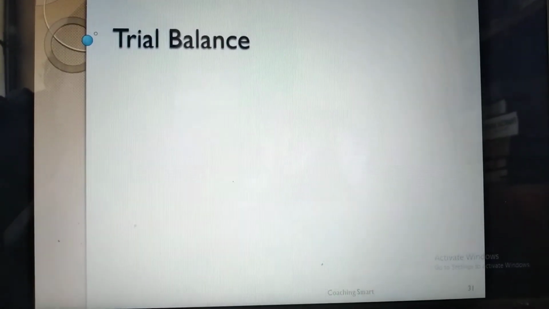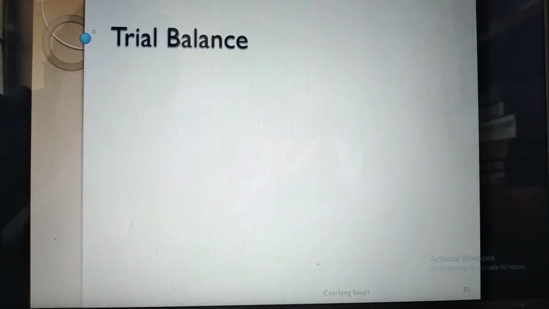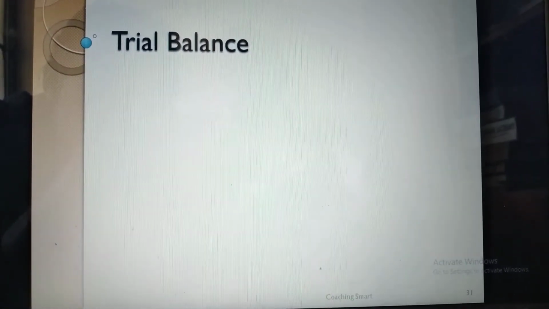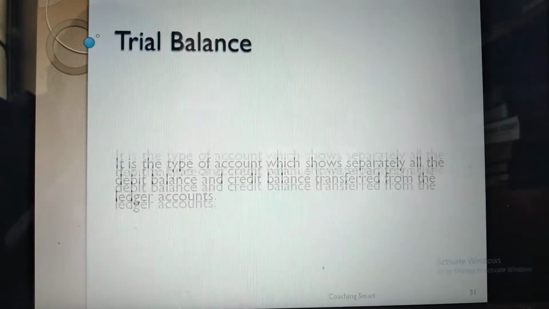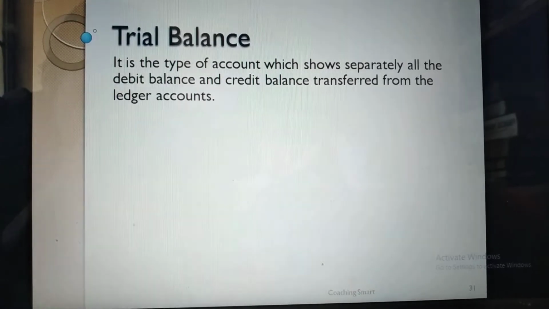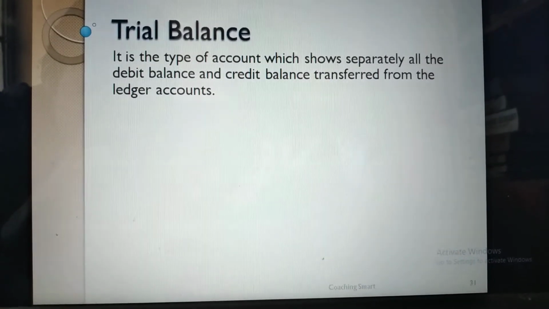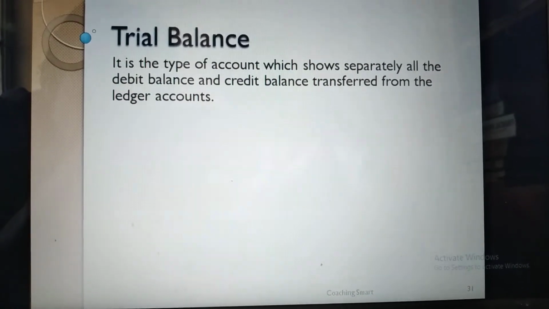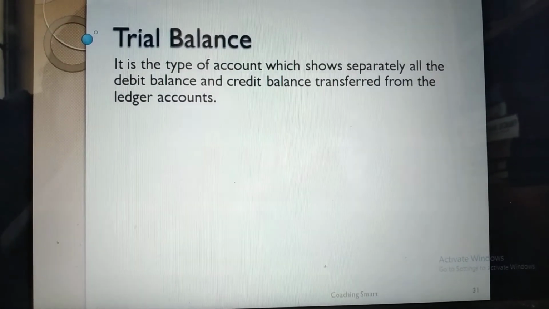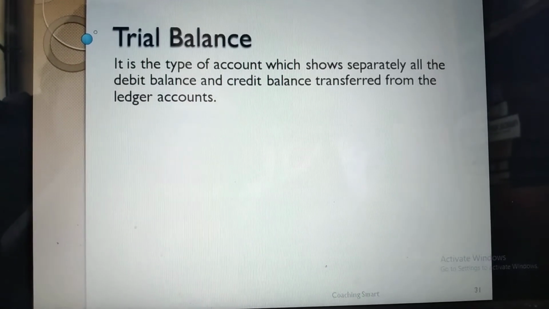Trial balance. After preparing the ledger, the next account to be prepared is the trial balance. Trial means test. It is the type of account which shows separately all the debit balances and the credit balances transferred from the ledger to the trial balance.